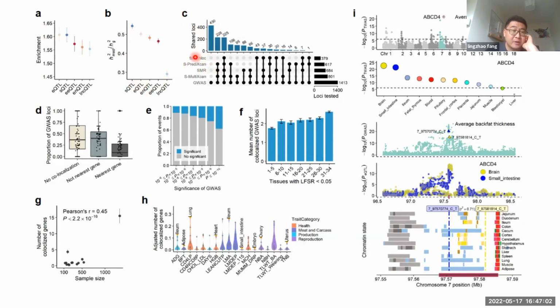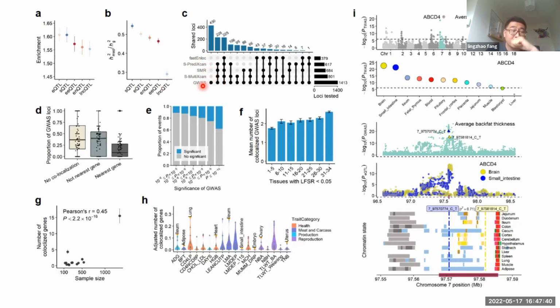We did a list of analyses, like co-localization analysis between eQTLs and GWAS loci, and also TWAS, single-tissue TWAS and multi-tissue TWAS, and another analysis called SMR analysis. They have different basic assumptions, so they are not totally overlapped with each other. But in general, you can see over 60% of the GWAS loci can be interpreted by eQTLs detected by at least one of these methods.